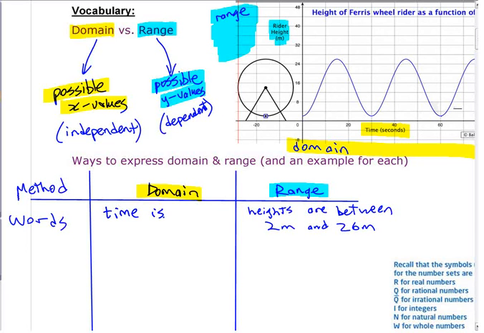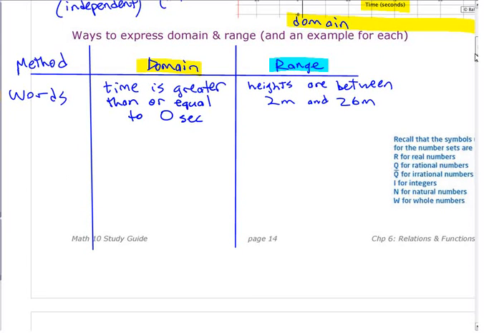She's going to be dead before that or get really bored of the ride, but times are something bigger than 0. You could say greater than or equal to, greater than, why do I have to put or equal to? Yeah, at the beginning it's equal to 0. That's one way to express the domain and range.